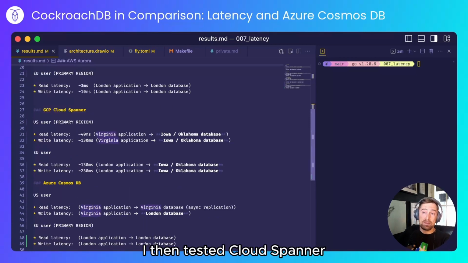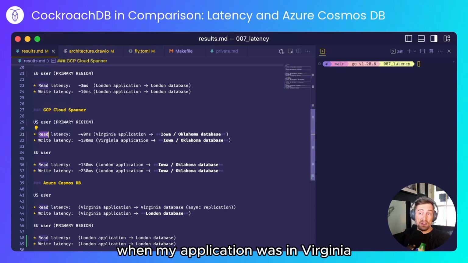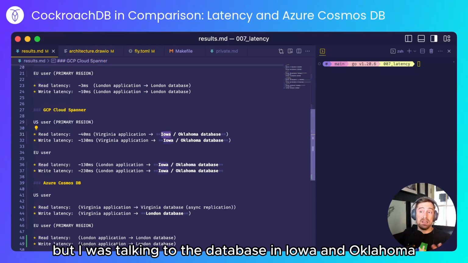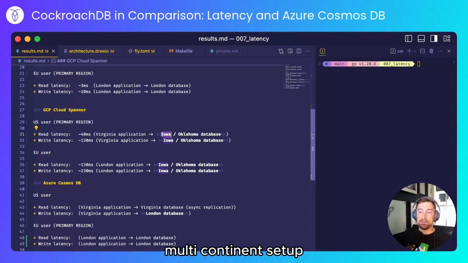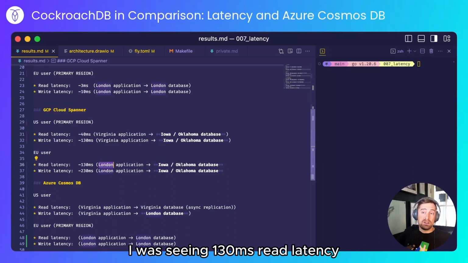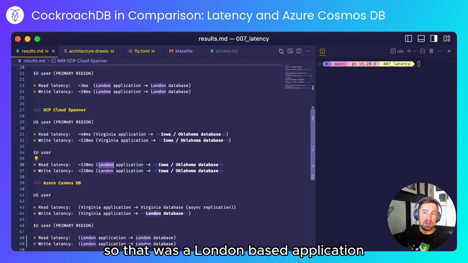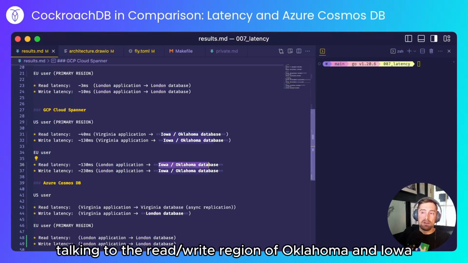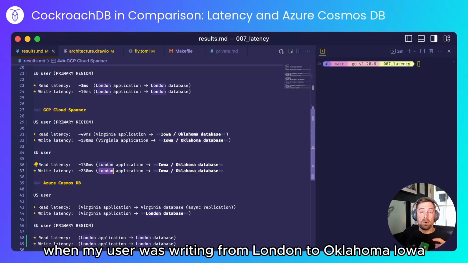I then tested Cloud Spanner. I was seeing read latencies of around 40 milliseconds when my application was in Virginia, but I was talking to the database in Iowa and Oklahoma, and this was with the North America, Europe, Asia 1 multi-continent setup, and I was seeing 130 milliseconds write latency. I was seeing 130 milliseconds read latency when my user wasn't close to the primary Spanner region, so that was a London-based application talking to the read-write region of Oklahoma and Iowa, and 230 milliseconds when my user was writing from London to Oklahoma, Iowa.